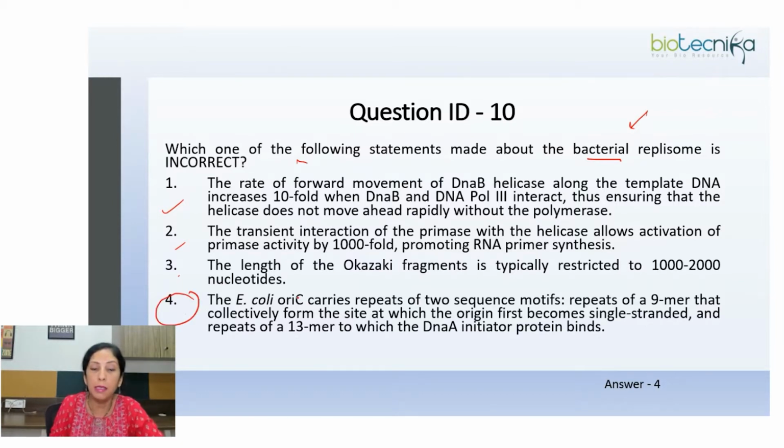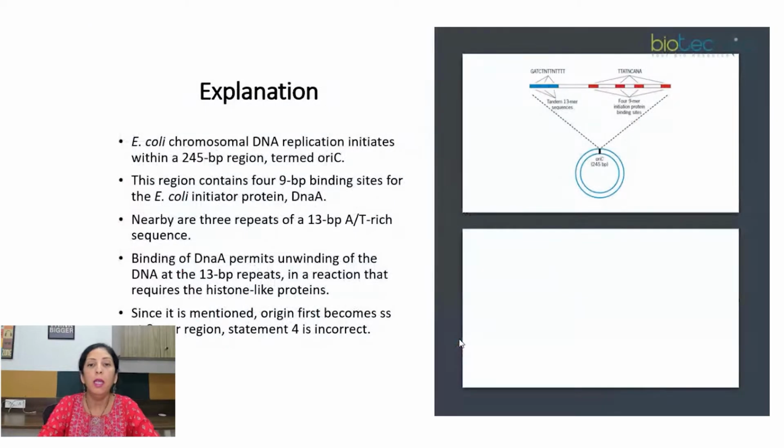This statement says that the E. coli oriC carries repeats of 2 sequence motifs: repeats of a 9-mer that collectively form the site at which the origin first becomes single-stranded, and repeats of a 13-mer to which the DNA initiator protein binds. Now why is this statement incorrect and how could you have solved this question? Definitely, if you know about the replication initiation process for prokaryotes. To make you recall, I am showing you this diagram here.